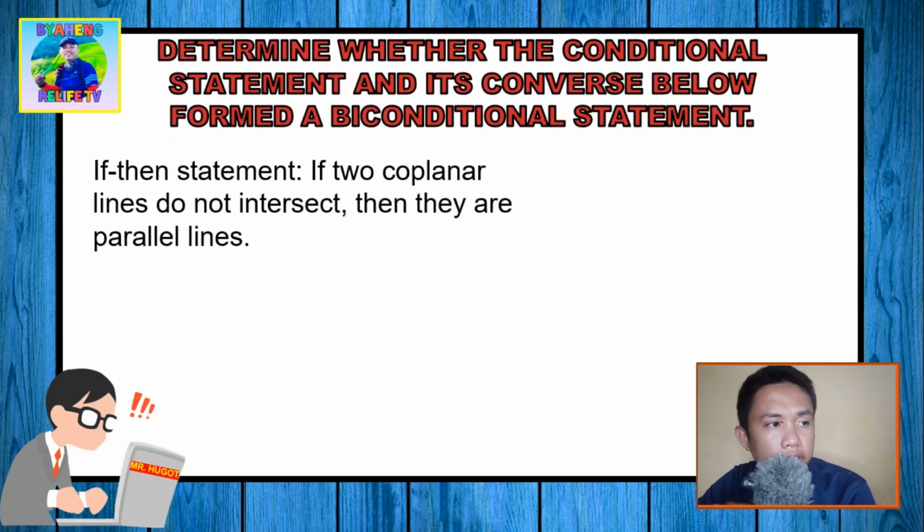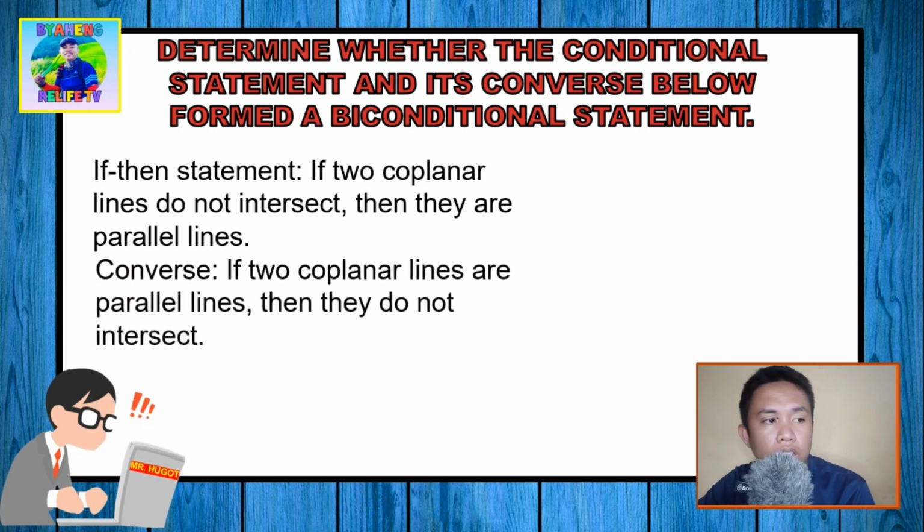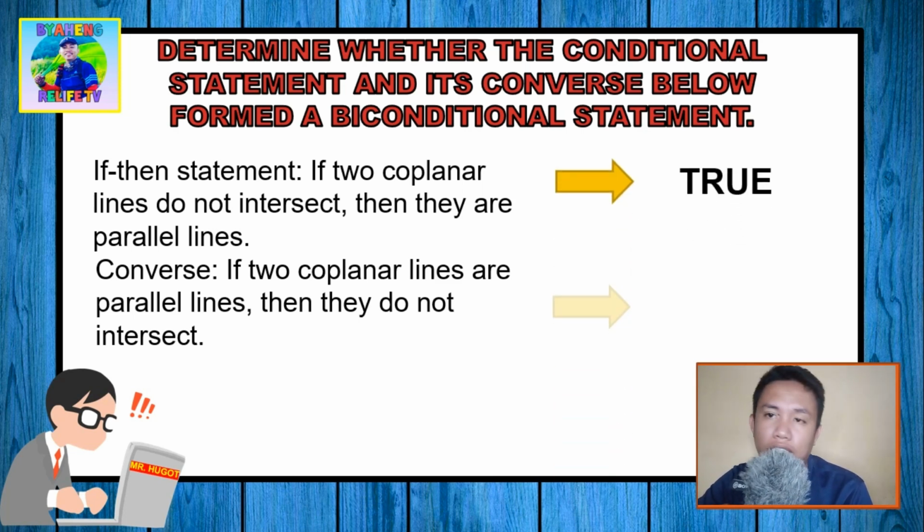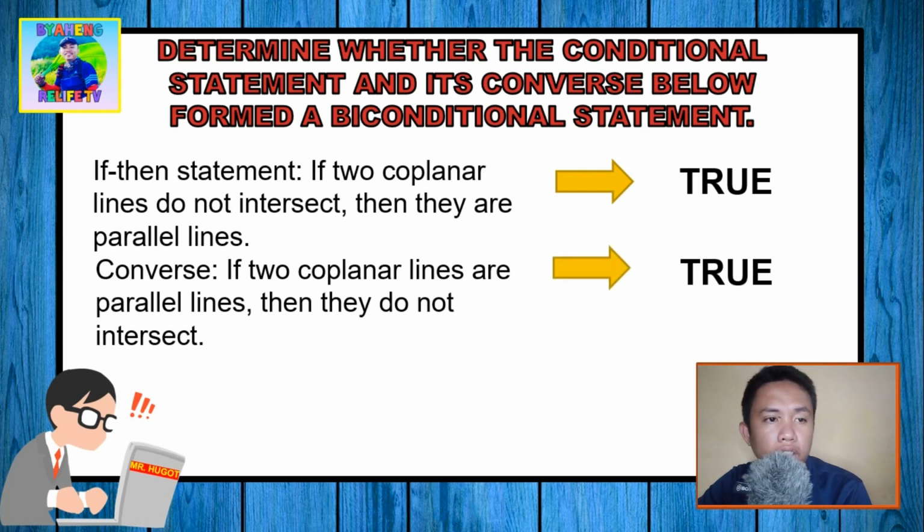So given our same statement, if two coplanar lines do not intersect, then they are parallel lines. Ang ating converse: if two coplanar lines are parallel lines, then they do not intersect. So first statement, that's true. Second statement, that is true.